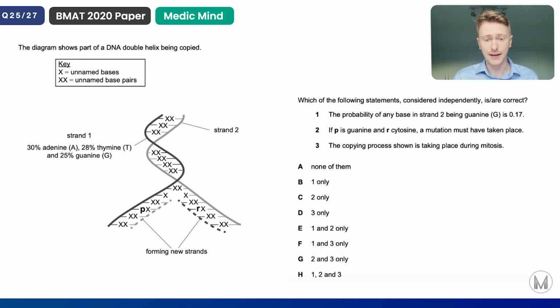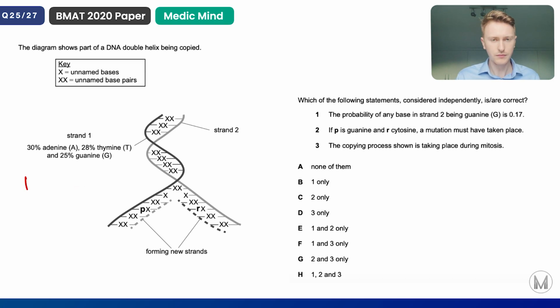Now we're nearing the end of the exam. We're into some of the more difficult questions, even though that's not officially how BMAT structures its exams. We can see this is a difficult biology question about base pairing. We're given different quantities of adenine, thymine and guanine on strand 1. It makes sense to fill that in completely and work out cytosine as well.